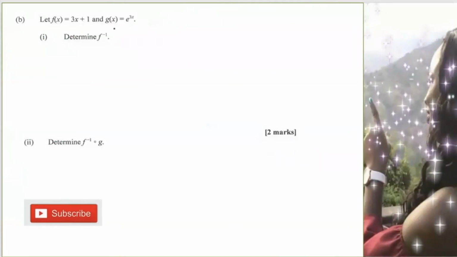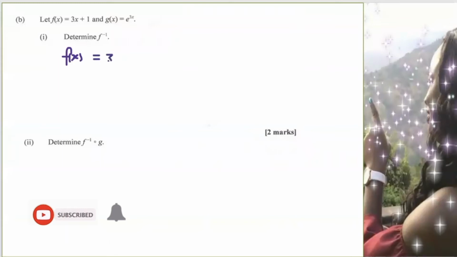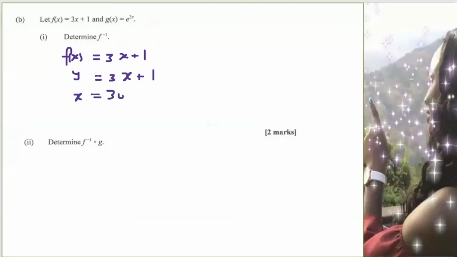Now, here we have f of x is equal to 3x plus 1 and g of x equal to e to the 3x. First, we're going to determine f inverse. To find f inverse, the first thing that we do is change f of x to y. So I have y is equal to 3x plus 1. Then I interchange x for y and y for x. So what I'll have is x is equal to 3y plus 1.